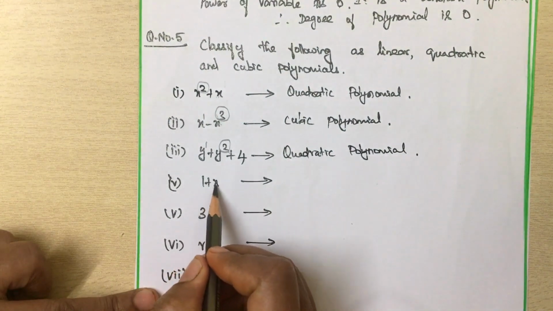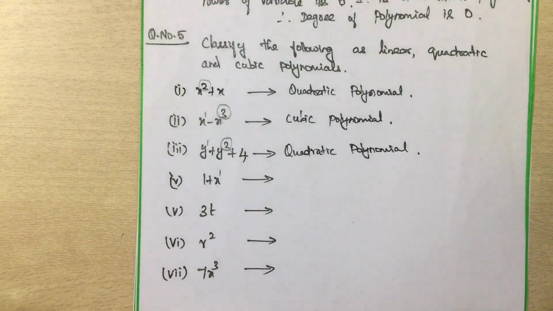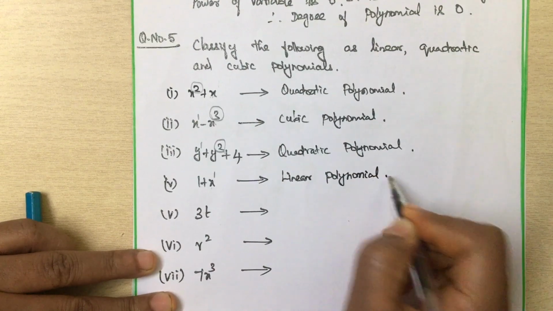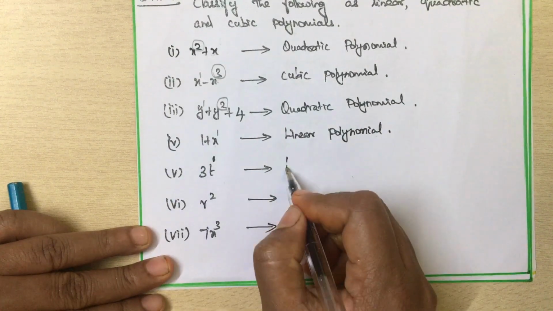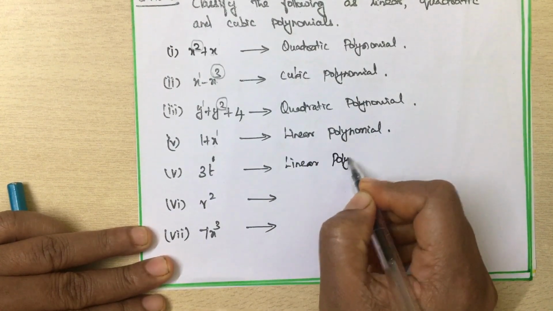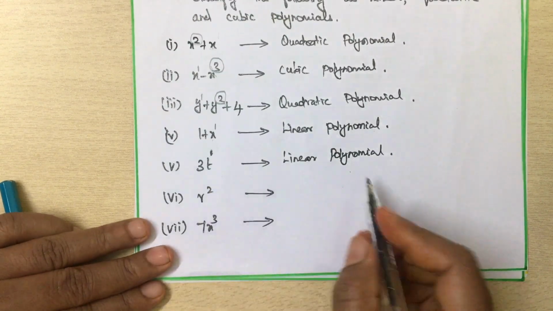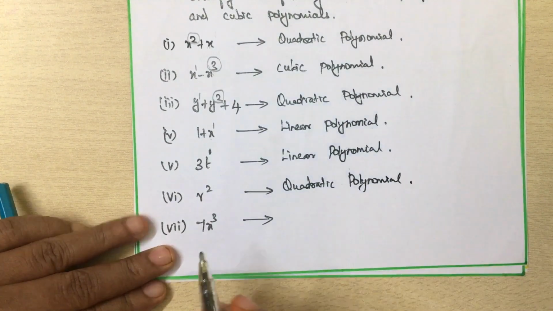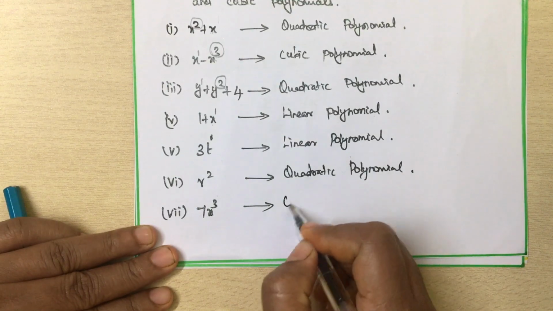Fourth one, 1 plus x power 1. The variable is x here and the power is 1. If it is 1, it is a linear polynomial. The same here, 3t, t power 1. Then it is again a linear polynomial. R square, what's the degree here? It is 2. If the degree is 2, then it is quadratic polynomial. The last one, 7x cube, x to the power 3. 3 is the degree, so it is a cubic polynomial.